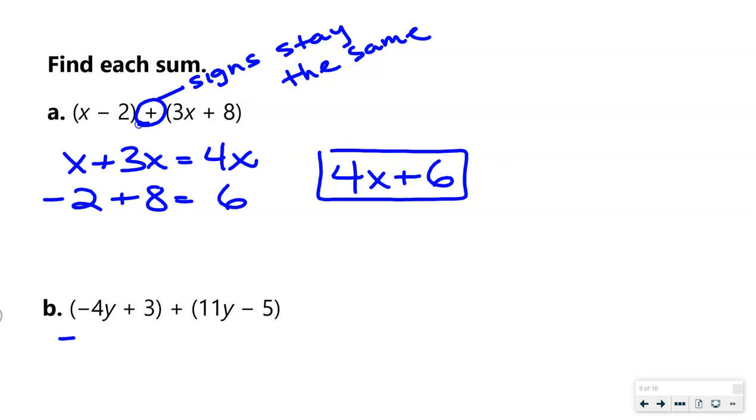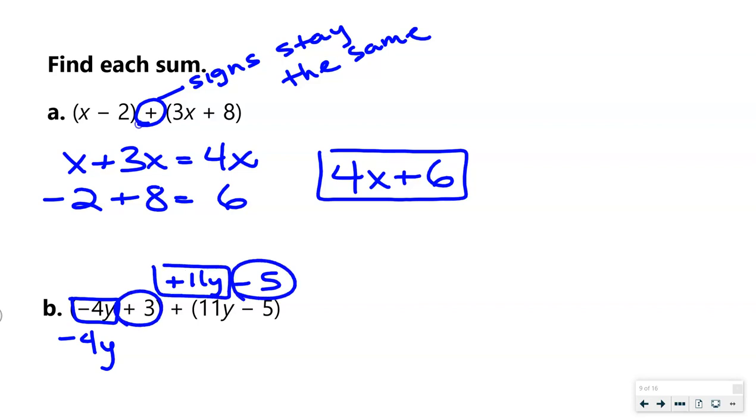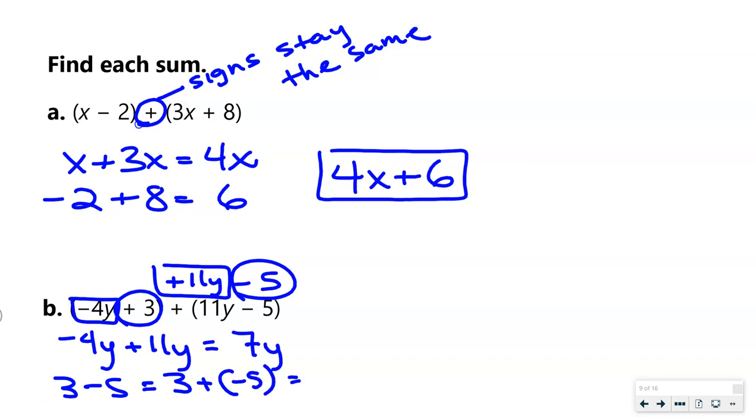Right here, negative 4y. Right? Maybe we can look at this as plus 11y minus 5. And we say, okay, we're going to add these ones, and then we'll circle up these ones so we know what we're adding up together. And so negative 4y plus 11y equals 7y. And 3 minus 5, well, 3 positives, and also written as this, 3 plus a negative 5, right? So we can see now that we have more negatives than positives, so it would be a negative 2, so we end up with 7y minus 2.